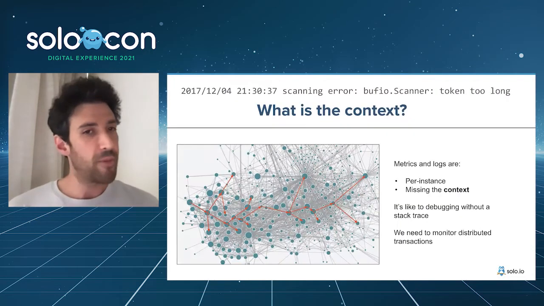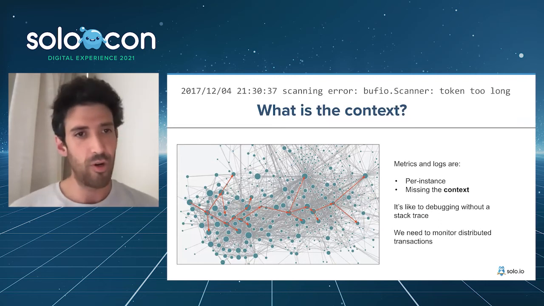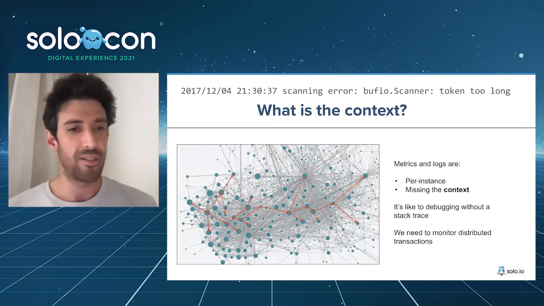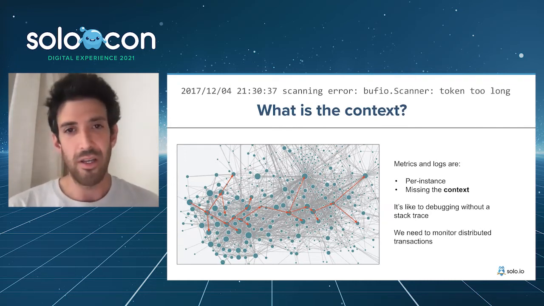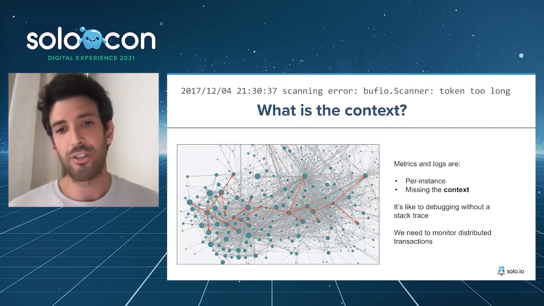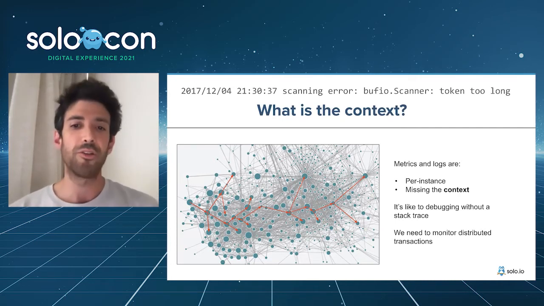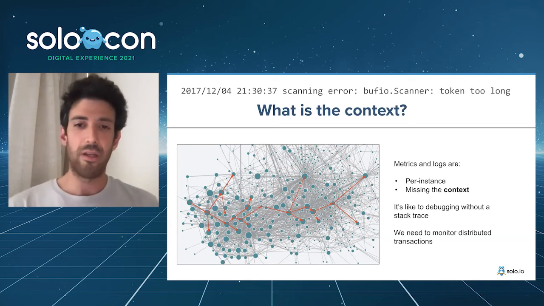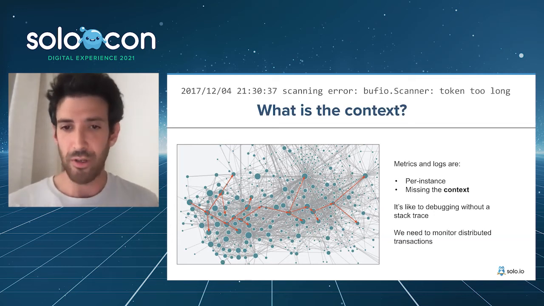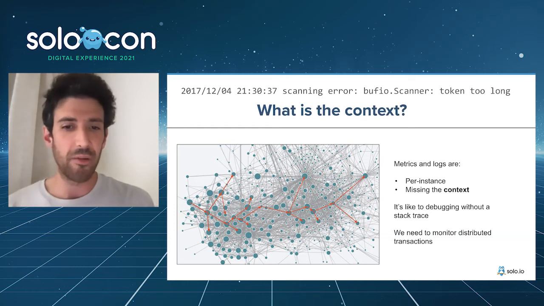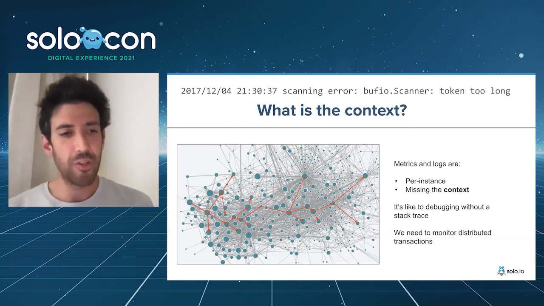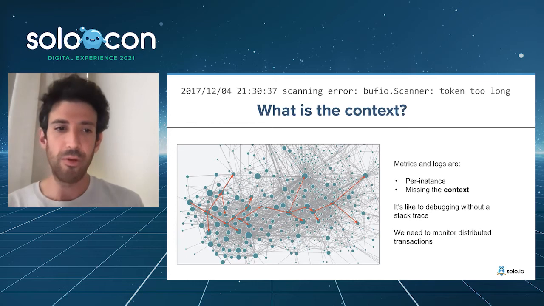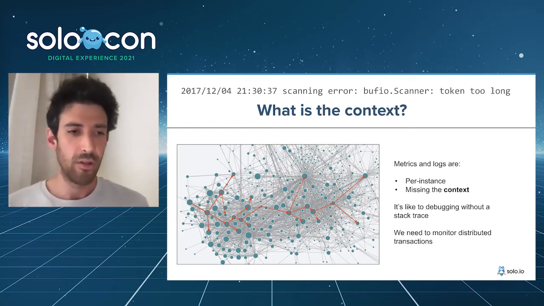When we have a system of microservices and an error occurs somewhere in the system, we want to understand what is the context for that error. For example, the buff.io scanner error that we see here occurred somewhere in our system. That's great, but we want to understand the context for that error. With metrics and logs, we only understand the picture from each instance. We want to have an understanding of the context in which these things are occurring. It's kind of like debugging without a stack trace. So we need to actually monitor what are these traces that happen within our system in order to understand who invoked what.